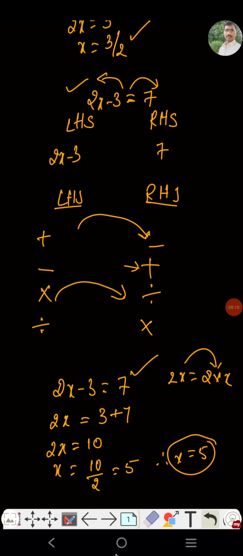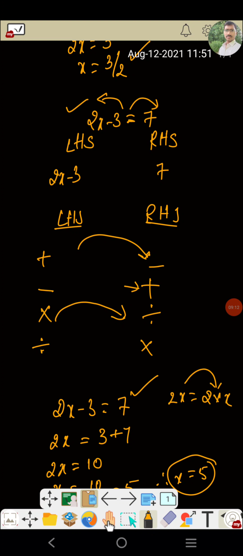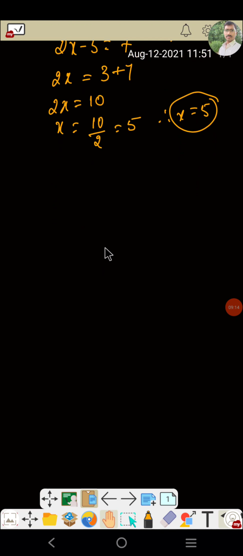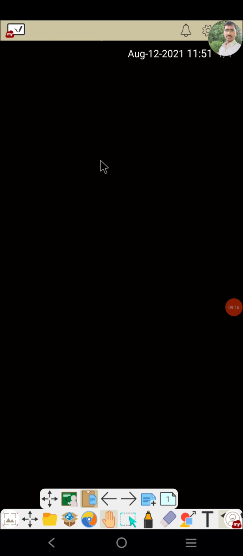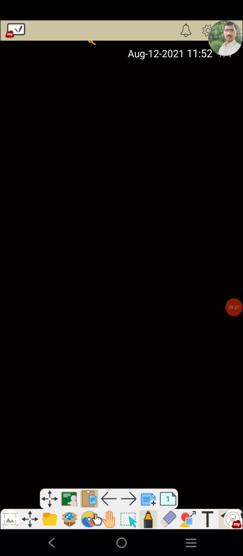Understood this one? Yes. Now we'll discuss one more example. Then, in real life, how can you use these simple equations? For example, see one example here. I am taking one example here. First one: 5 added to a number is 9.